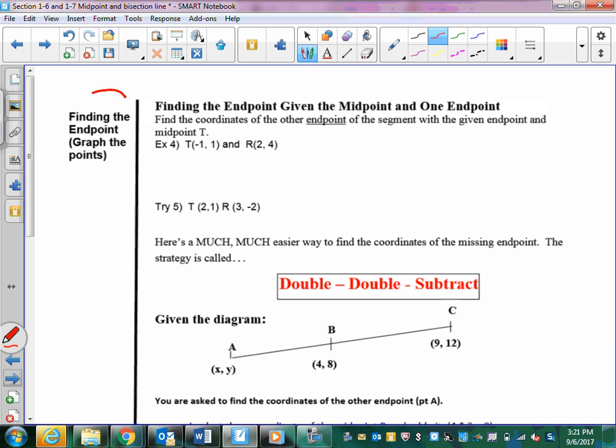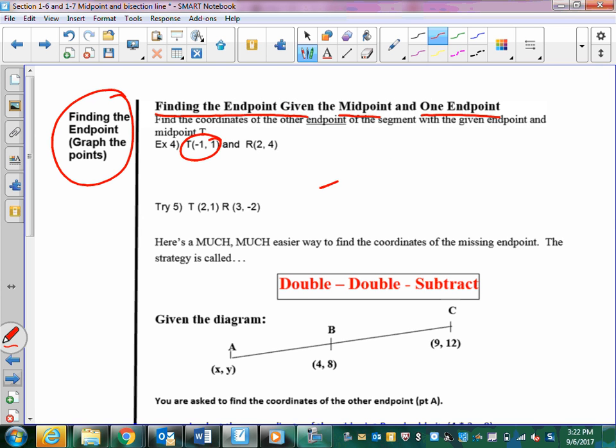All right, the back side, and this one is a little bit hard, because this question is about finding the endpoint, by calculating it or by graphing it. So the question is finding the endpoint given the midpoint and one endpoint. What this means is, find the coordinate of the other endpoint of a line segment with the given endpoint and midpoint T. So the midpoint is T.